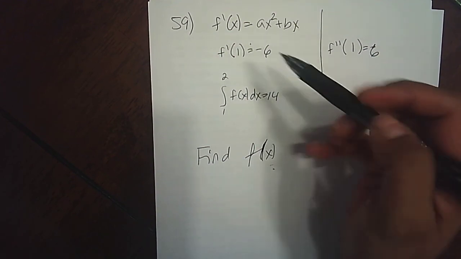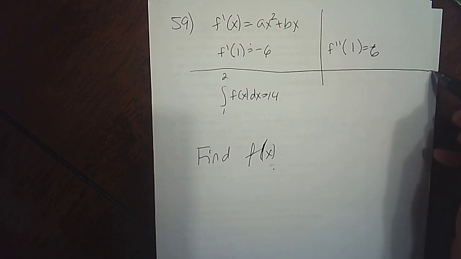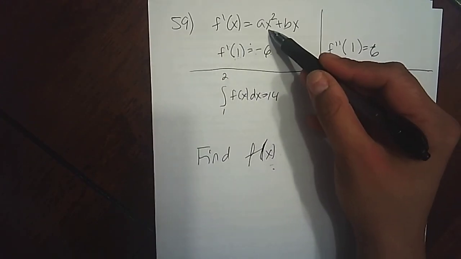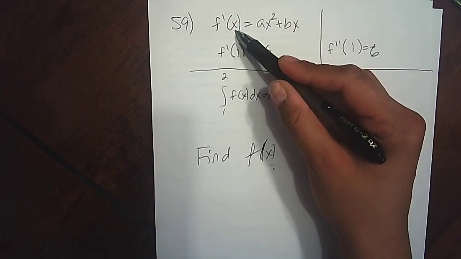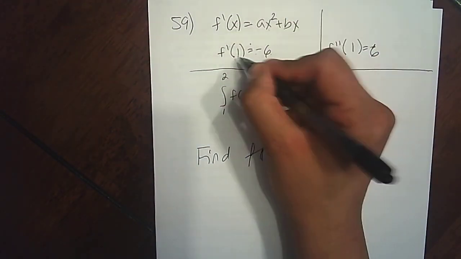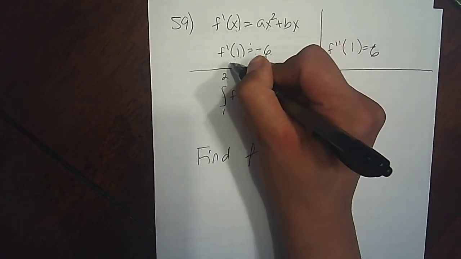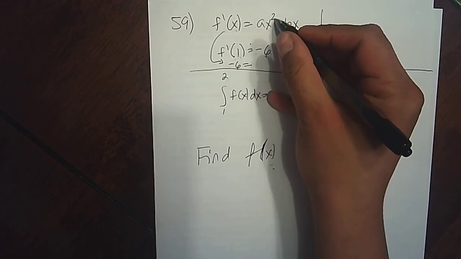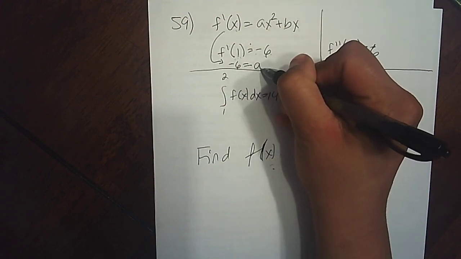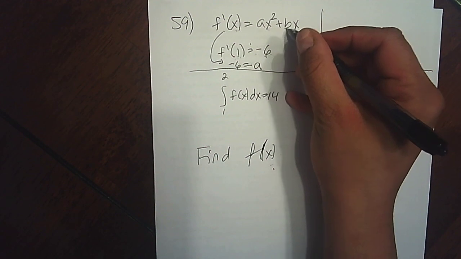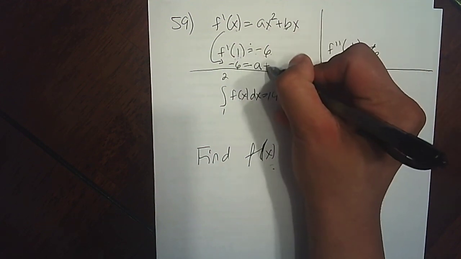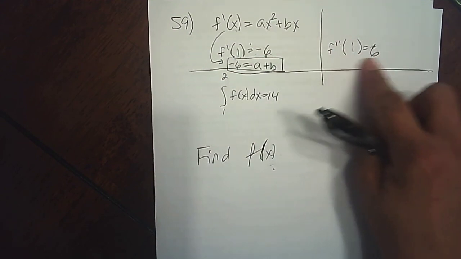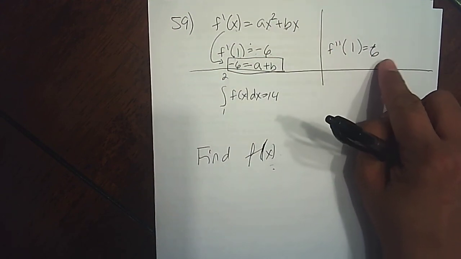Now, I can't really work with a's and b's, so let me get started. If f prime of 1 is negative 6, I'm going to plug in x is 1 and set it equal to negative 6. So negative 6 equals 1 squared, which is 1, times a, plus b, which I'm going to leave, times x, which is 1. So here's my first equation of the system.